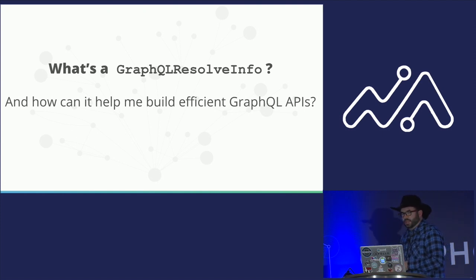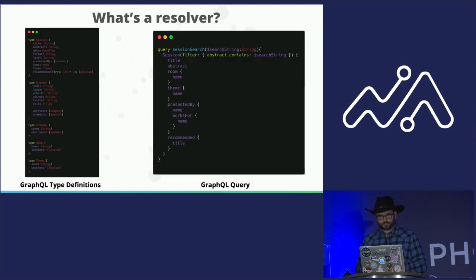So the magic is largely powered by the GraphQL resolve info object. So I want to talk about how we can use that to build more efficient GraphQL APIs. So first of all, let's take a step back and talk about resolvers. So what is a resolver? Well, neither of these things are resolvers.